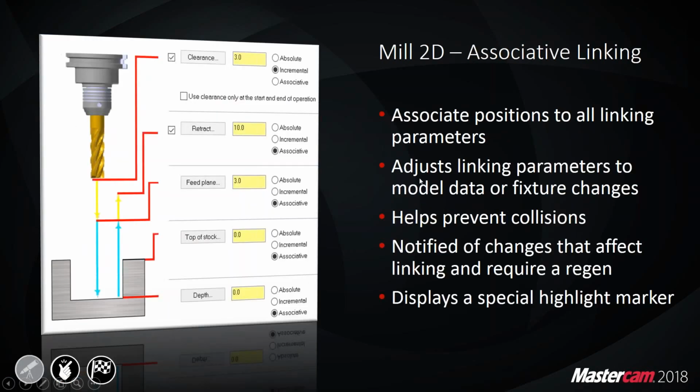So we've now added what's called associative linking inside of Mastercam. So on your standard linking parameters page, which is all of your Z heights, we now have a third option in here called associative. So what does that mean? It basically means I can assign any of these values to something that's on my screen.